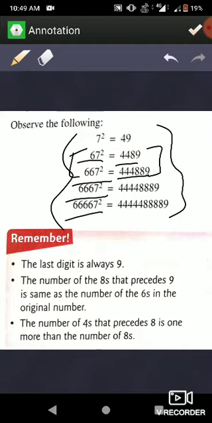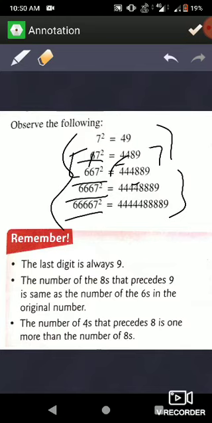So what you observe from these: 9 is always a fixed digit, it always comes in the ones place when we square the 7 now. Then the digits which precede the 9 are 8s. The number of 8s is equal to the number of 6s in the number whose square we are making. Now see the number of 4s: the number of 4s is one more than the number of 8s.